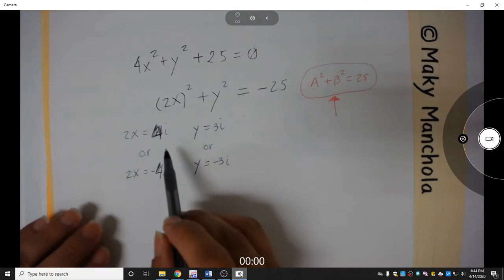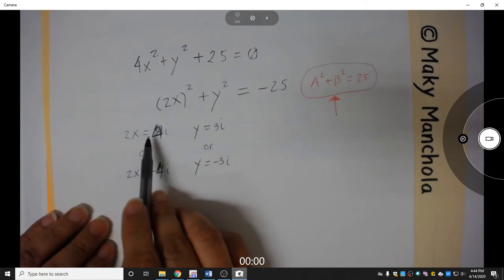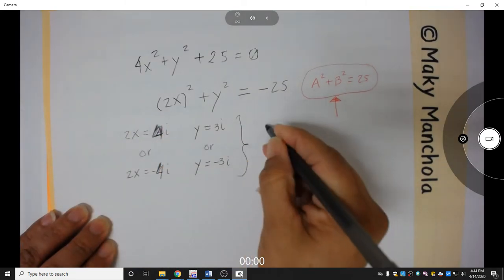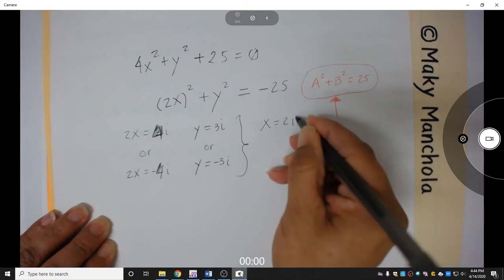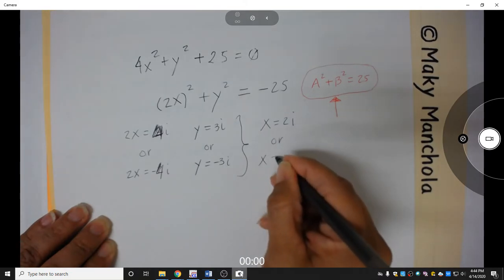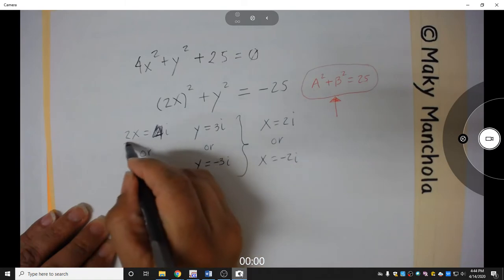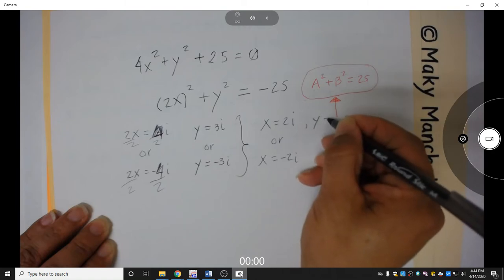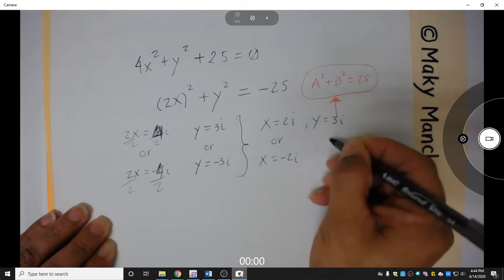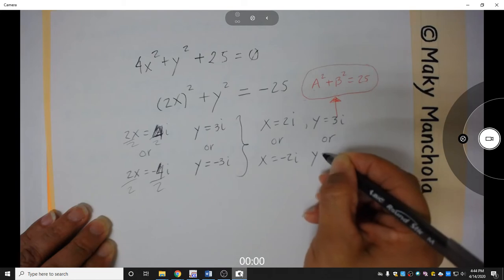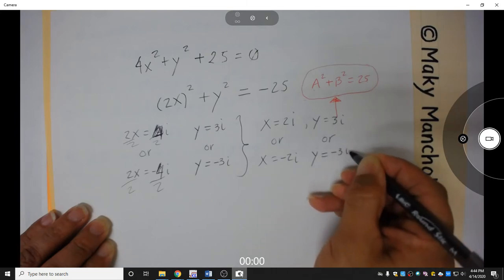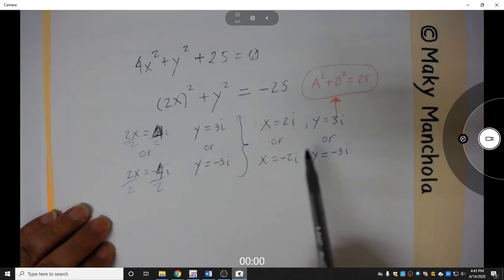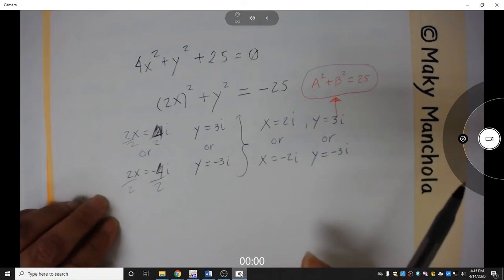Okay, so under those conditions, what do we get? x equals 2i, or x equals negative 2i. That's when you divide both sides by 2. And y equals 3i, or negative 3i. So we conclude that all possible values of x are Gaussian integers and all possible values of y are Gaussian integers.